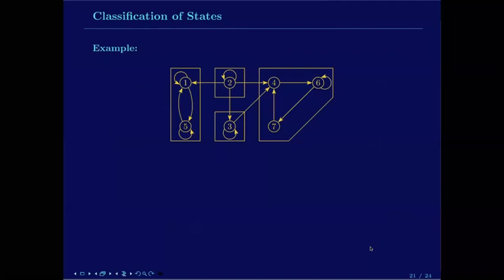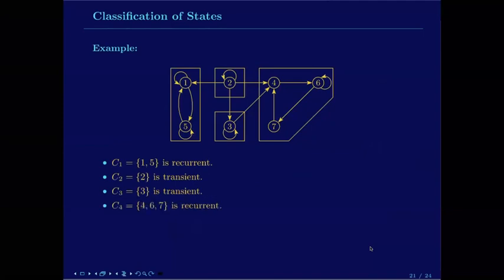As an example, that is the example from before, we have 4 classes. Clearly, this class here has no outgoing edge, so it must be recurrent. This class here has outgoing edges, so it must be transient. This here has an incoming, but also an outgoing edge, so again, it's transient. And finally, this class has no outgoing edges, so it is again recurrent. So that is exactly this result.